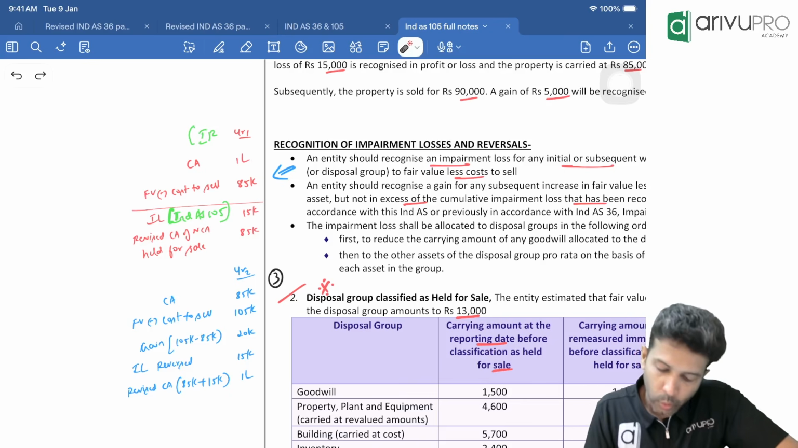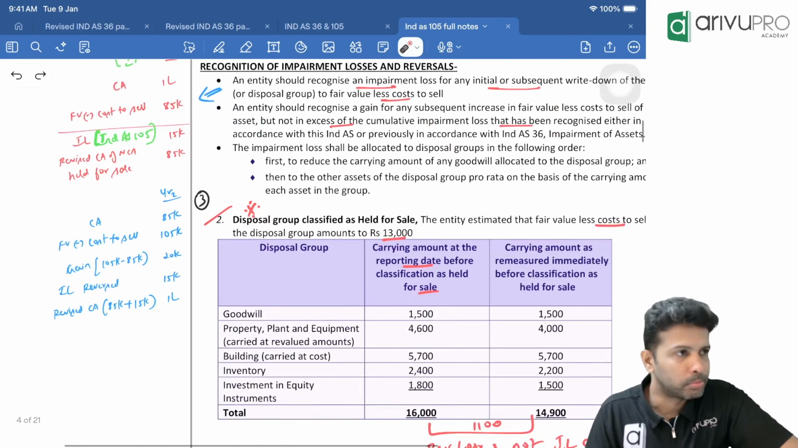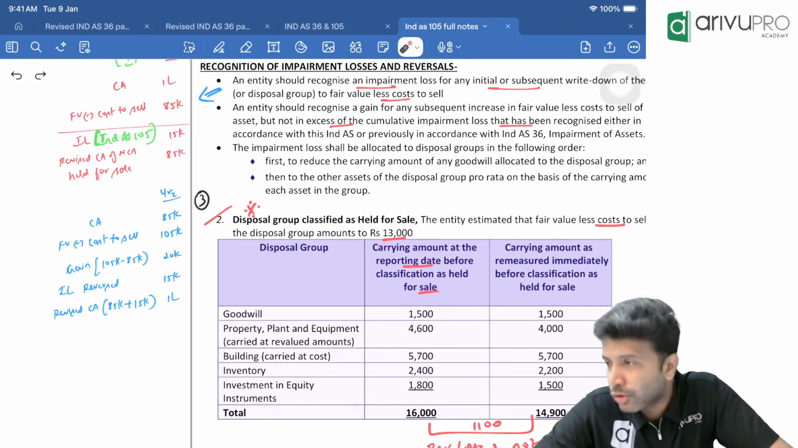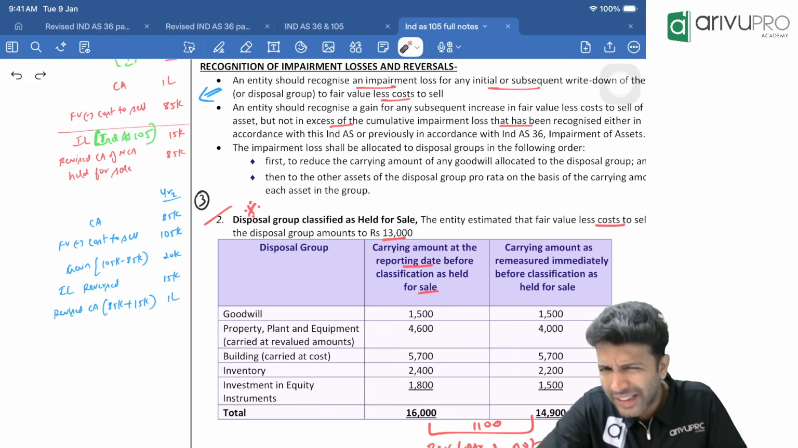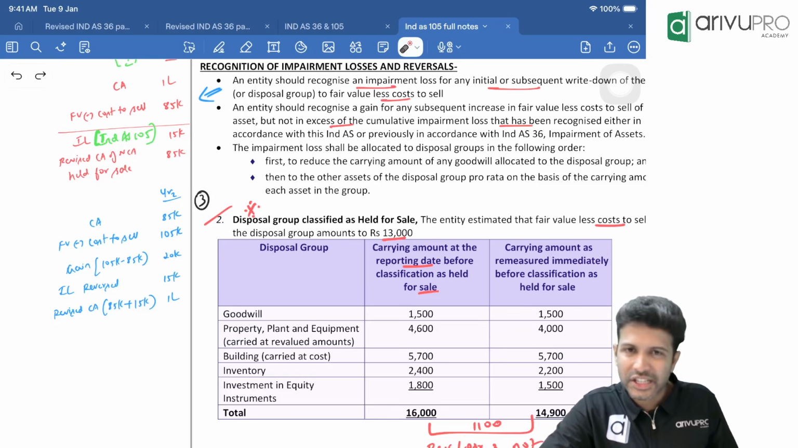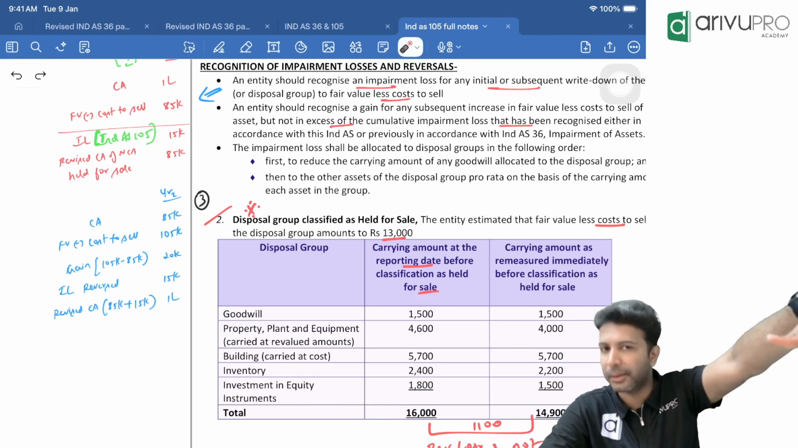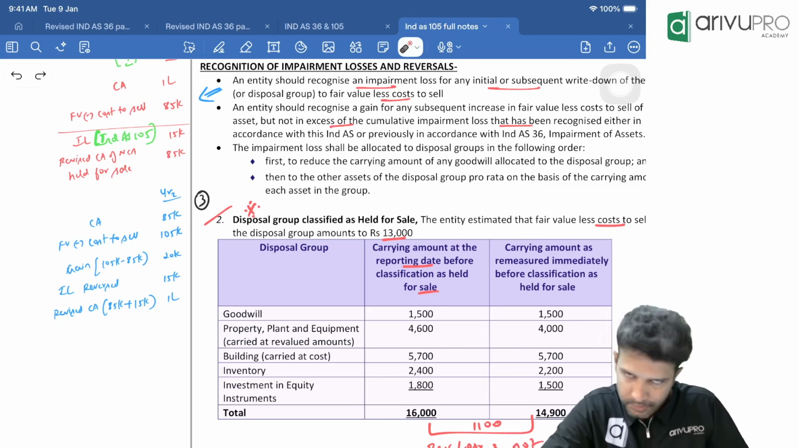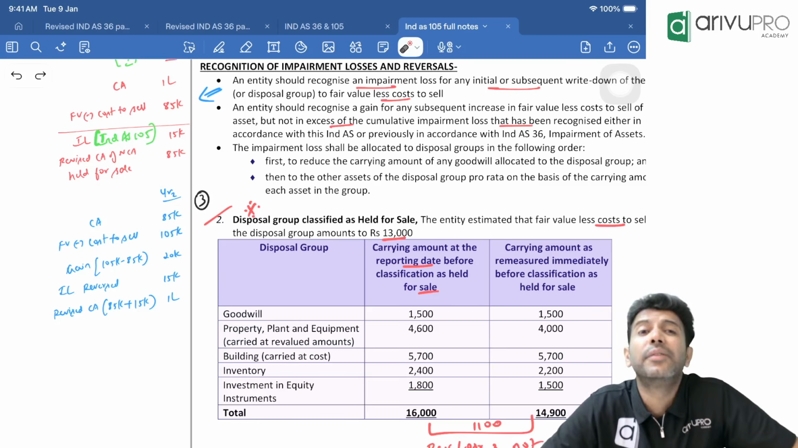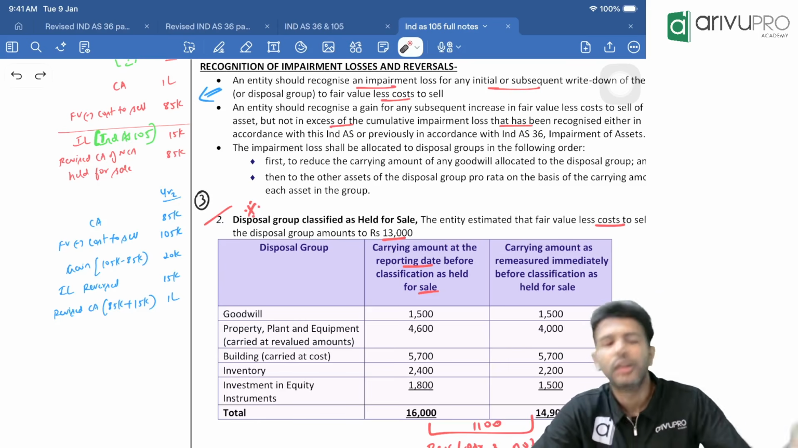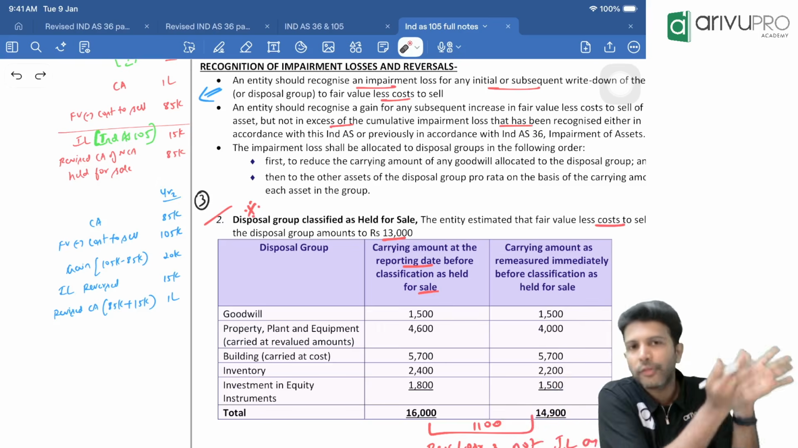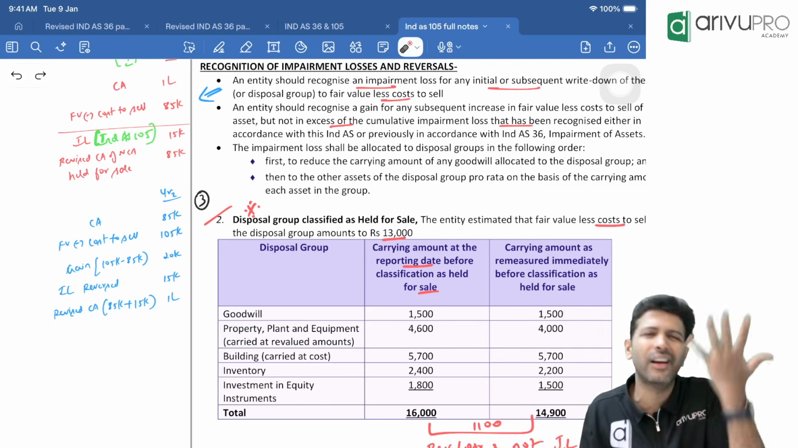Question number 2. This is about disposal group. Disposal group means what, sir? We already went through its meaning. Disposal group means we are not selling one asset, but a group of assets and liabilities we are selling as one transaction, like a division sale, not a major division. Let's say a small division, whatever, major, minor. If you are planning to sell off a division, not the whole company, but only a division.